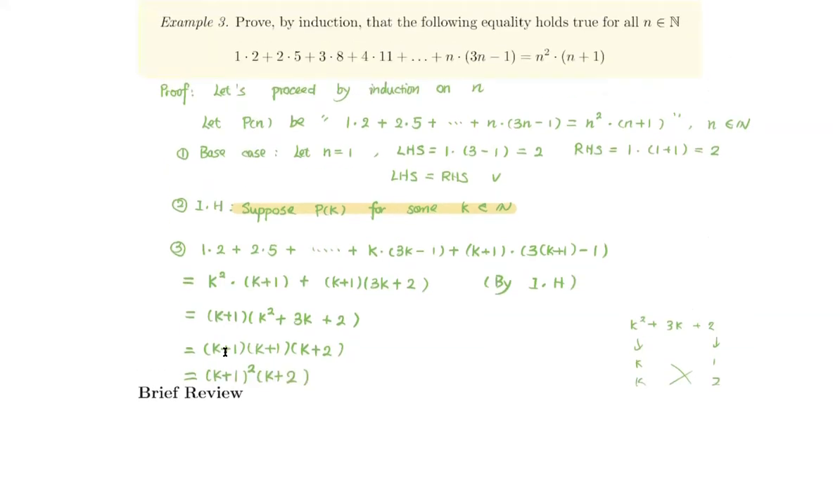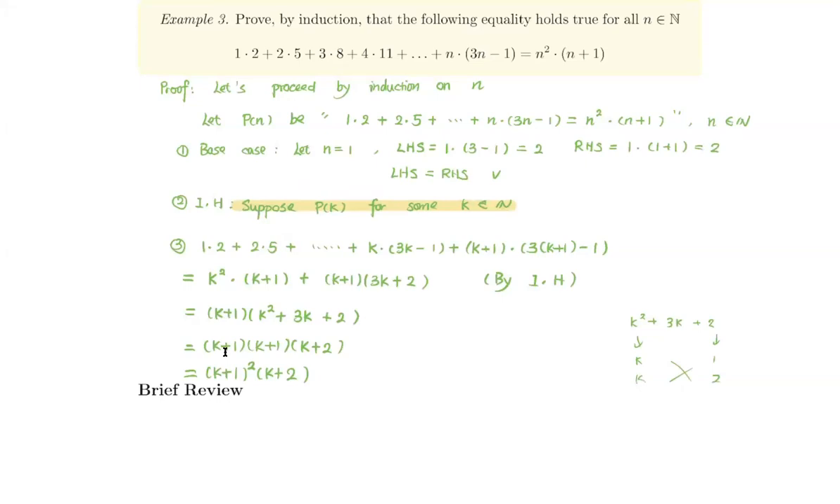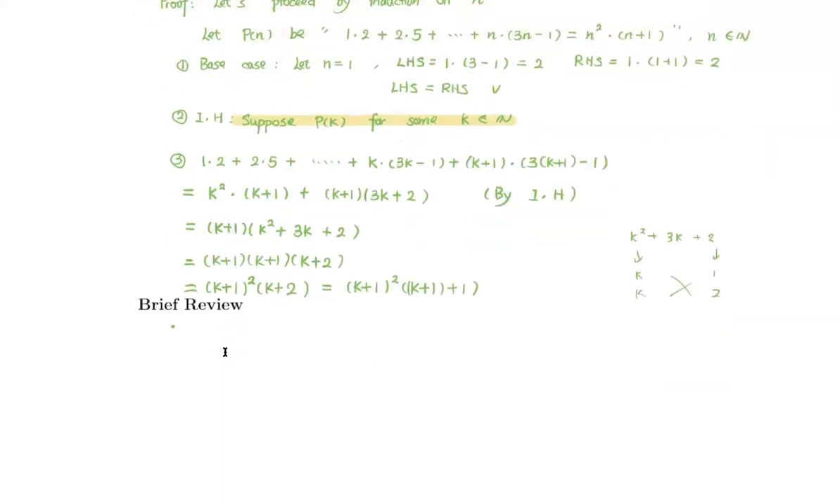Let's see what we need to show. Oh, that's exactly what we need. You plug in k plus 1 here, and you'll get k plus 1 squared times k plus 1 plus 1. Let's write it that way so it's more clear. So you reached your right hand side. Therefore, by PMI, principle of mathematical induction, P(n) is true for all n in natural numbers.